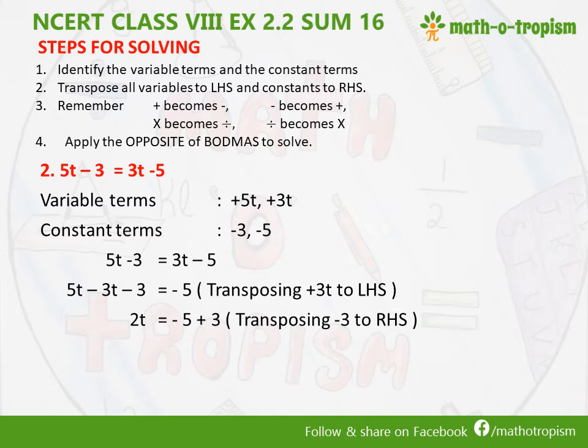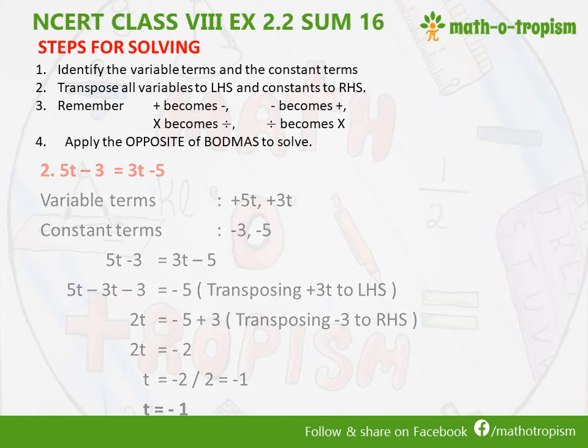So this becomes 2t is equal to minus 5 plus 3, which becomes minus 2, and now we have to take the 2 which is in multiplication with t to the right hand side. It means multiplication becomes division. So t is equal to minus 2 divided by 2, which comes as minus 1. Therefore t is equal to minus 1.